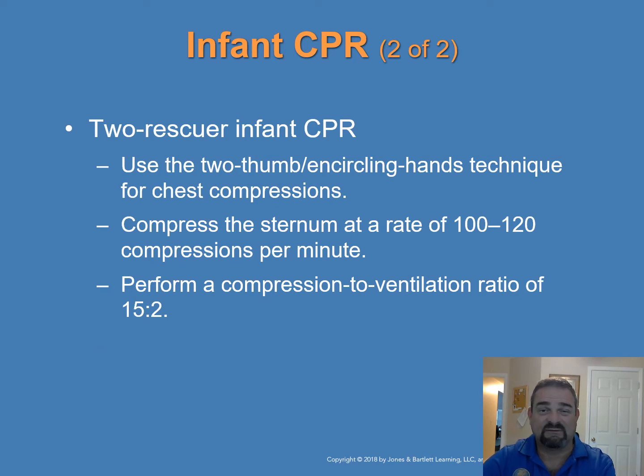Two rescuer infant CPR is slightly different. You can use the two thumbs encircling hands technique for chest compressions. This is where you place both thumbs side by side over the lower half of the infant's sternum and encircle the infant's chest with your hands. Compress the sternum at the rate of 100 to 120 compressions per minute. Use a compression to ventilation ratio of 15 compressions and 2 ventilations.